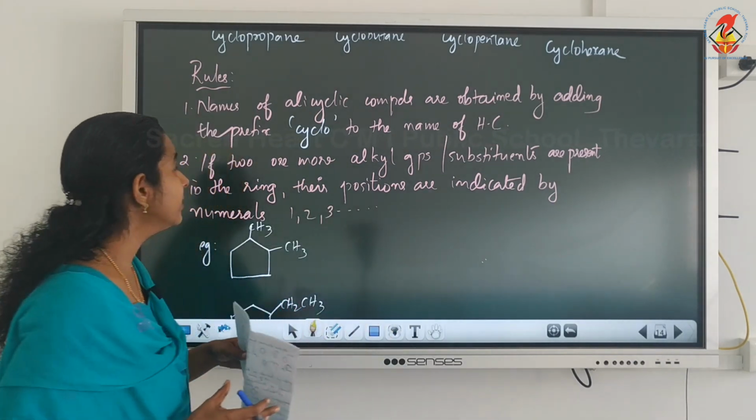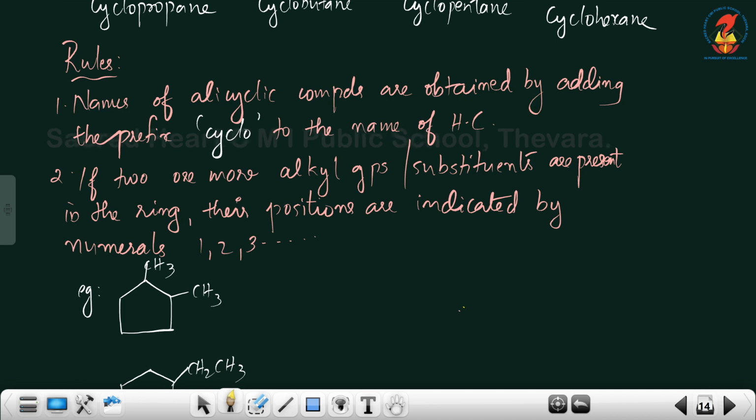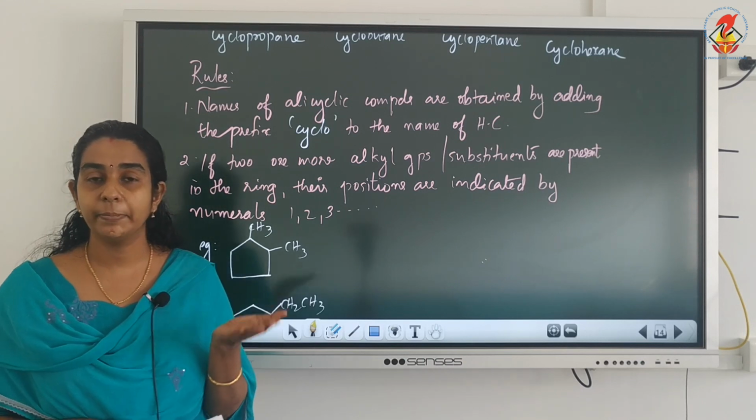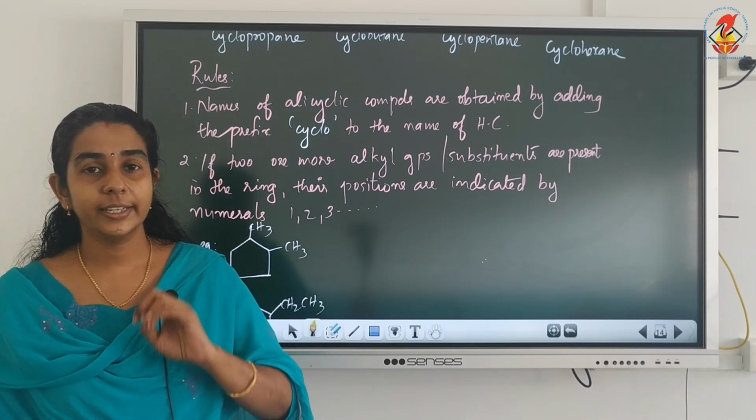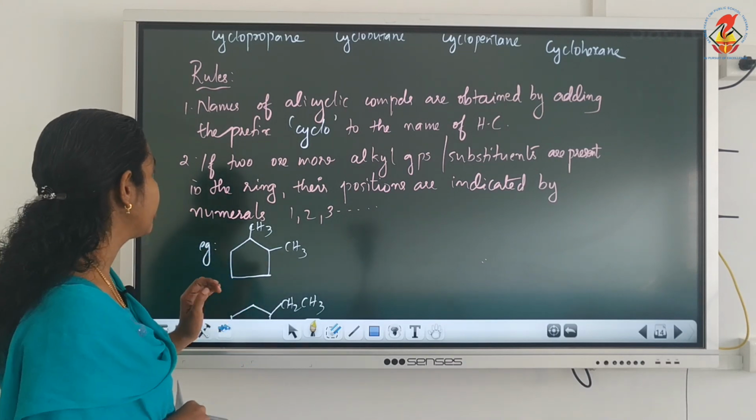The first one is the name of the alicyclic compounds. We know cyclopentane, cyclobutane, cyclohexane. What is the main difference actually in the case of alicyclic compounds? How are we getting the name of the compound or the parent ring? It is by adding the prefix, that is cyclo, to the name of the hydrocarbon. Cyclopentane, pentane is the hydrocarbon, that is the parent. We are adding cyclo to represent the cyclic or ring structure.